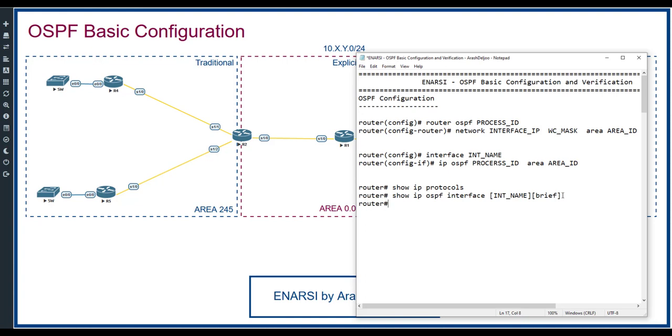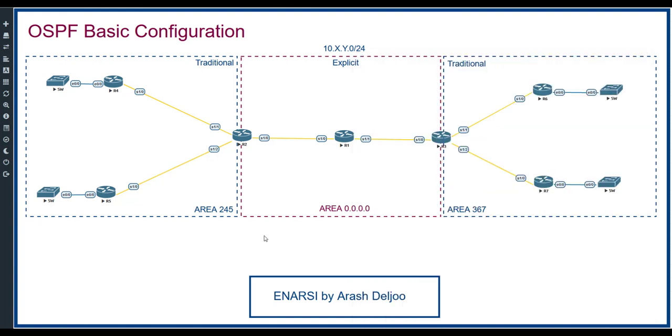Then if you want to verify the neighborship table in OSPF, you can use show IP OSPF neighbor. I will talk about the neighborship conditions and other details about neighborship in OSPF. Here we are only verifying the OSPF neighborship. You know that we expect to see neighborship between the directly connected routers in OSPF with each other.